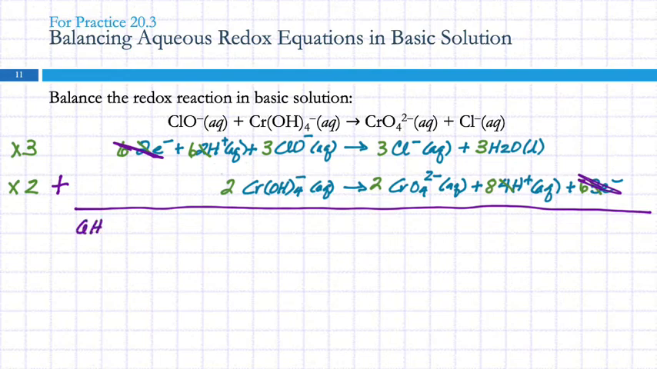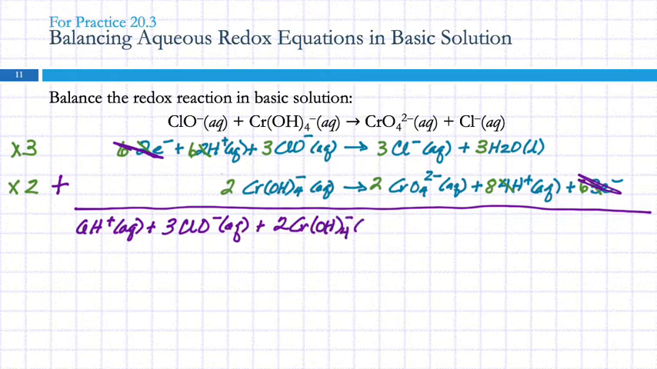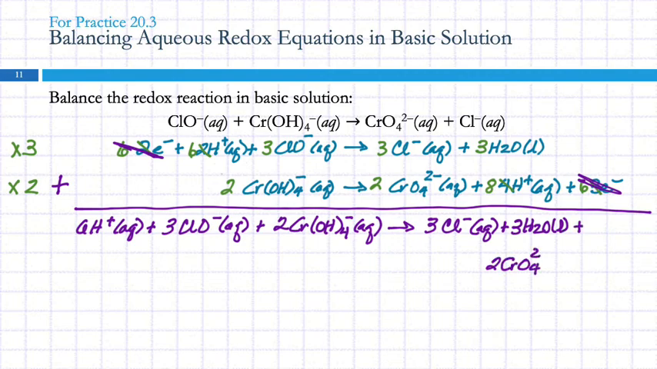So 6 hydrogen ions plus 3 hypochlorite ions plus 2 CrOH4 minus ions going to make 3 chloride ions plus 3 water molecules. Yeah, plus 2 chromate ions plus 8 hydrogen ions.